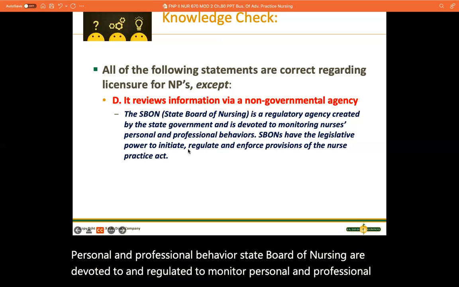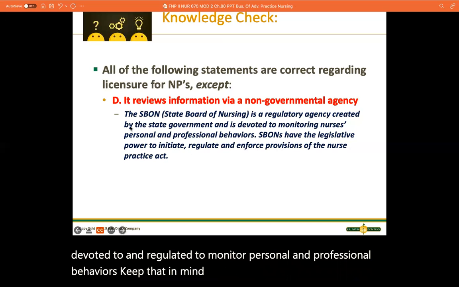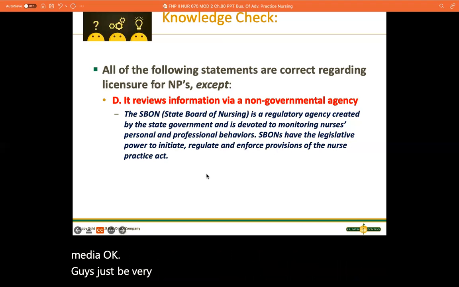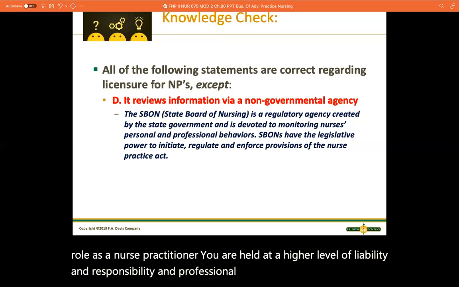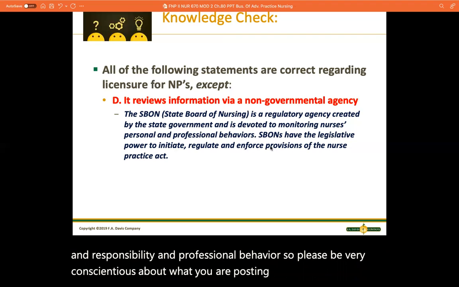Keep that in mind when you are using your social media. Okay, guys, just be very conscientious. You are moving into a professional role. As a nurse practitioner, you are held at a higher level of liability and responsibility and professional behavior. So please be very conscientious about what you are posting on your social media. All right, guys.